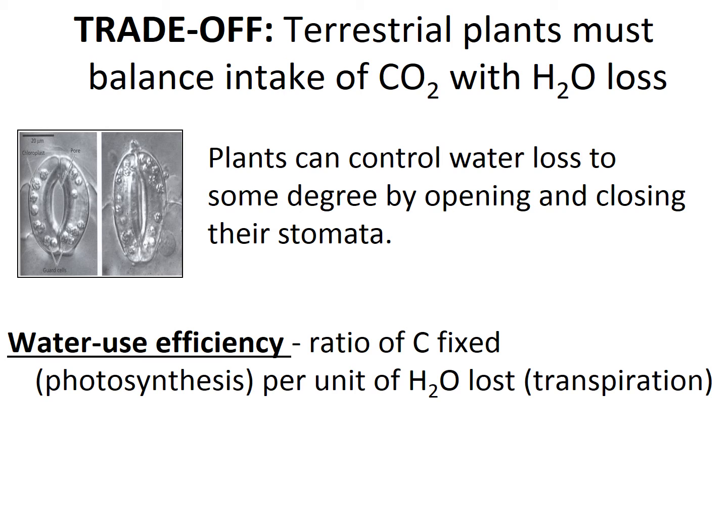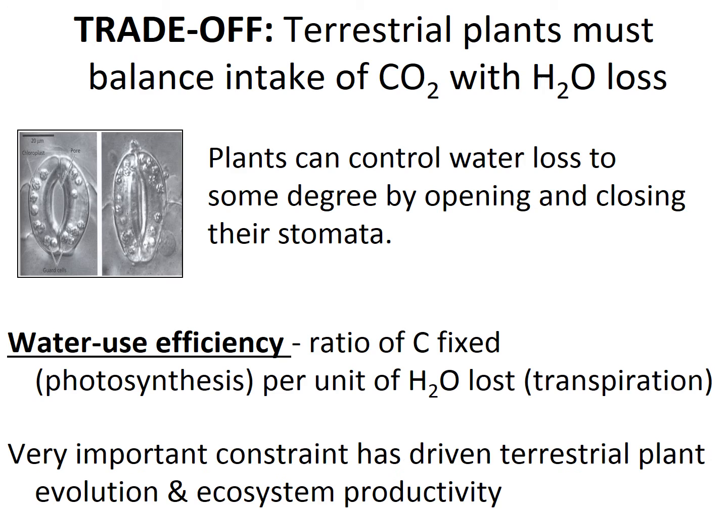Water use efficiency is going to be the ratio of the amount of carbon that is fixed, meaning inorganic to organic, carbon dioxide to glucose, via photosynthesis per unit of water lost via transpiration. This can be a really important constraint in arid climates. So it has driven terrestrial plant evolution and ecosystem productivity throughout the globe.